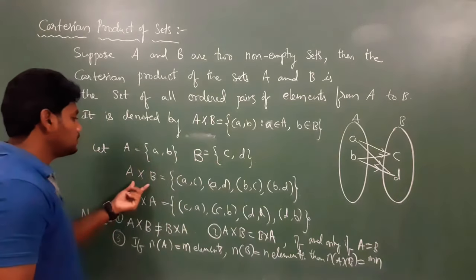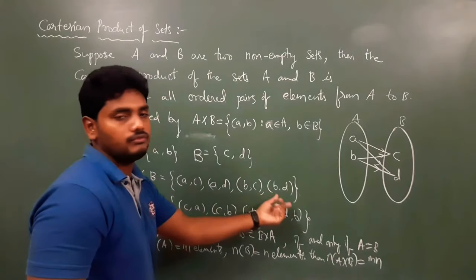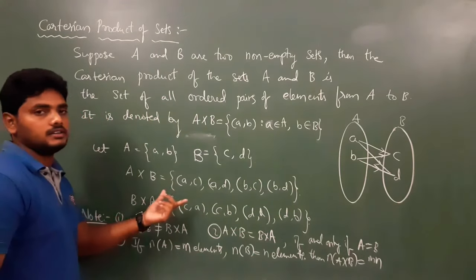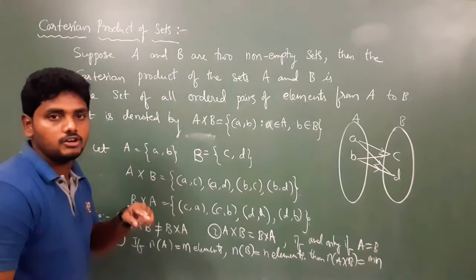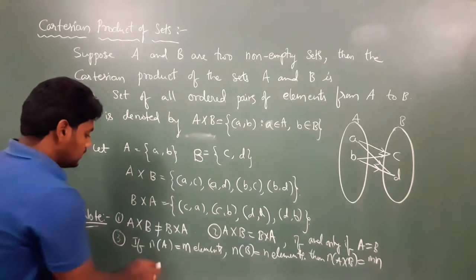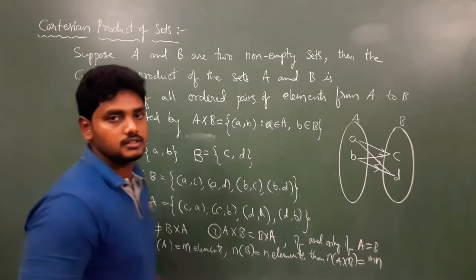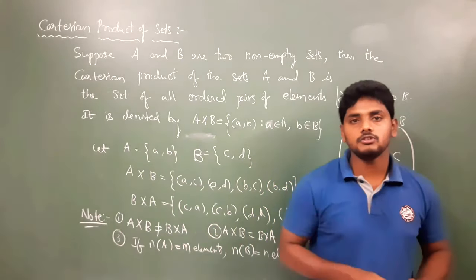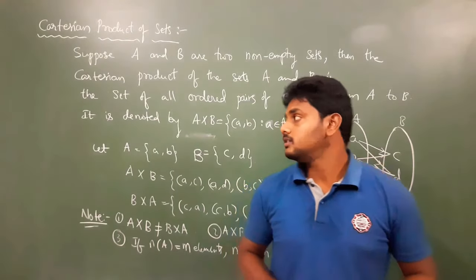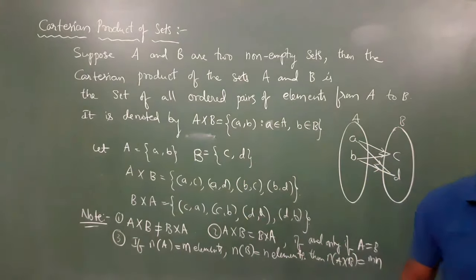So n of A cross B is 1, 2, 3, 4. A cross B is different, n of A cross B is different. A cross B is a set, n of A cross B is a real number. Remember, if n of A is equal to 10 elements and n of B is equal to 7 elements, then n of A cross B is 70 elements, right? Pause the video and note it down.